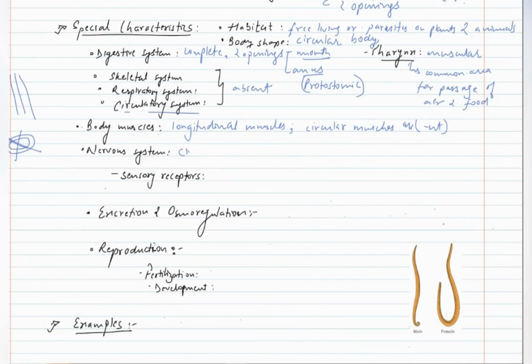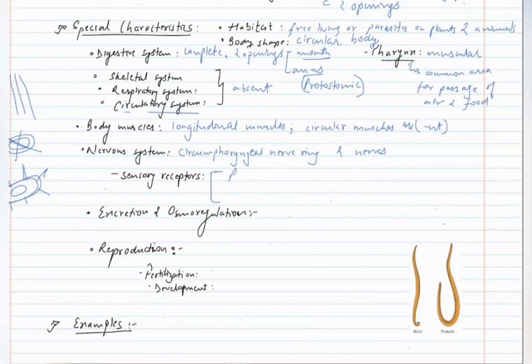Nervous system consists of a circumpharyngeal nerve ring and nerves. So we already know that they have a muscular pharynx. So the nerve ring is arranged around the pharynx and the nerves originate from the nerve ring.